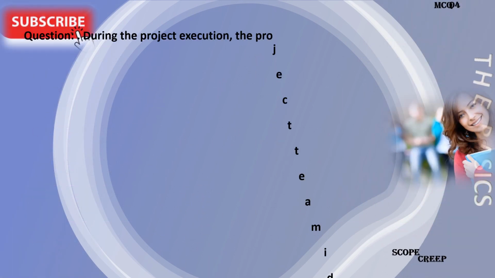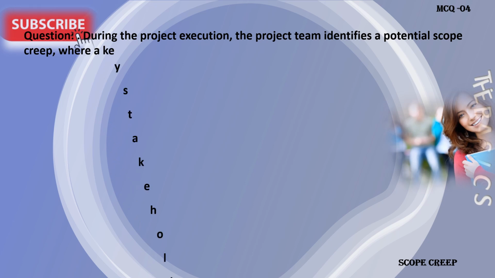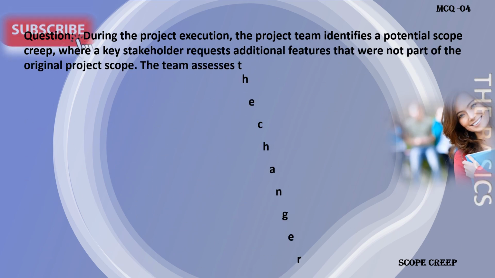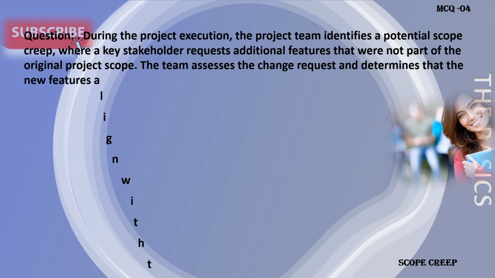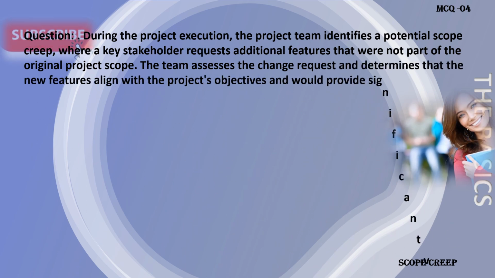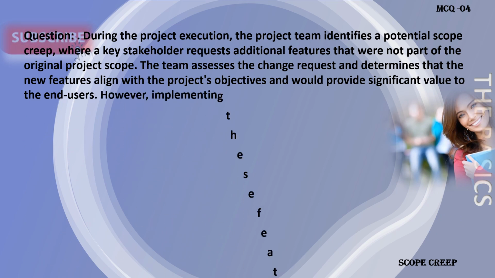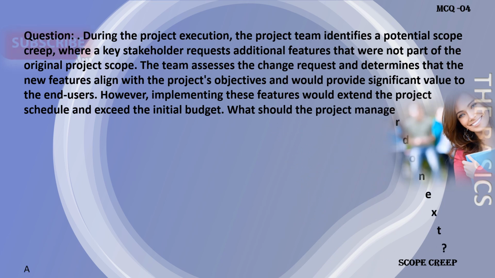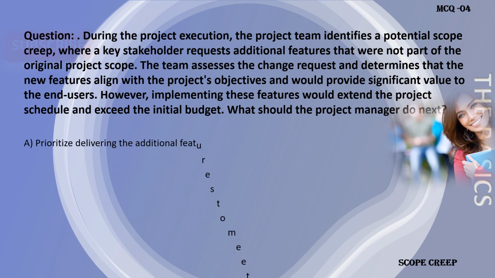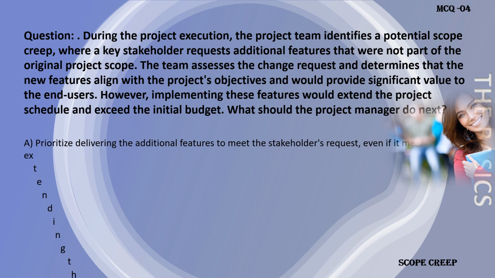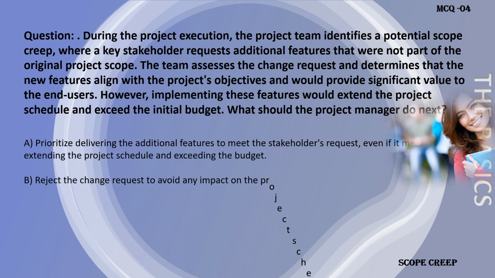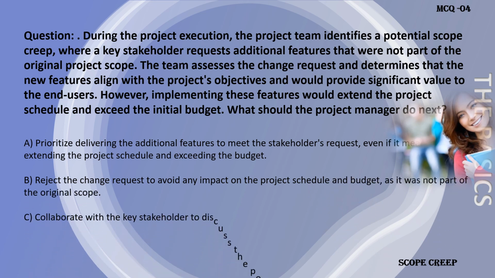Question number 4. During the project execution, the project team identifies a potential scope creep where a key stakeholder requests additional features that were not part of the original project scope. The team assesses the change request and determines that the new features align with the project's objectives and would provide significant value to the end users. However, implementing these features would extend the project schedule and exceed the initial budget. What should the project manager do next?